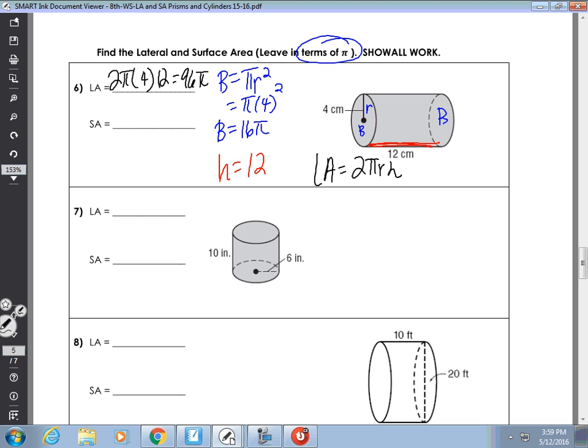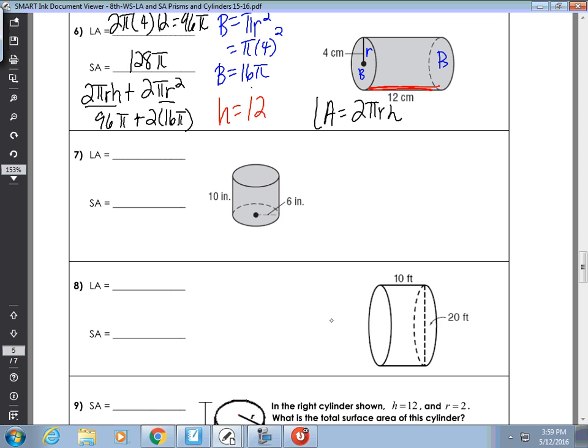For total surface area, it's the 2 pi r h plus 2 pi r squared, and that goes back to our base. We know what pi r squared is, that's 16 pi. We already know what this is, this was 96 pi. So we're just saying plus 2 times 16 pi, which is really 96 plus 32, and that's going to give me 128 pi. So that is number 6.